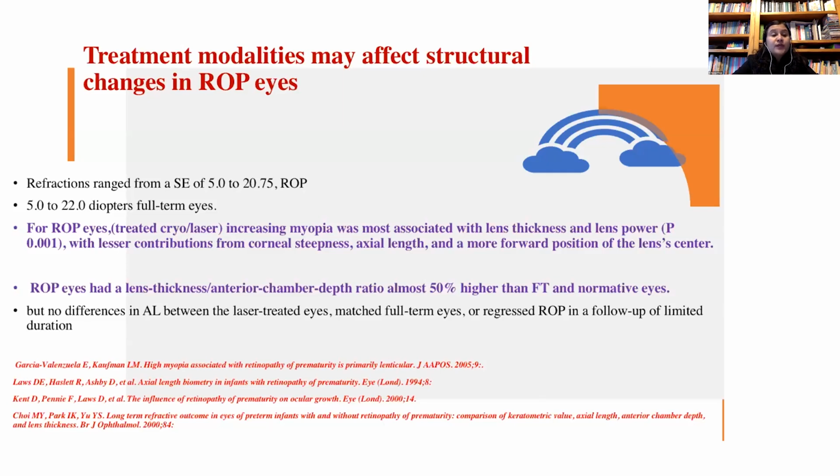while Coe et al. found no differences in axial length between the laser-treated eyes compared to matched full-term eyes or regressed ROP, in a follow-up of limited duration. But most of the studies report that axial length in laser-treated eyes, or in ROP eyes with spontaneously regressed ROP, is shorter compared to matched full-term eyes.